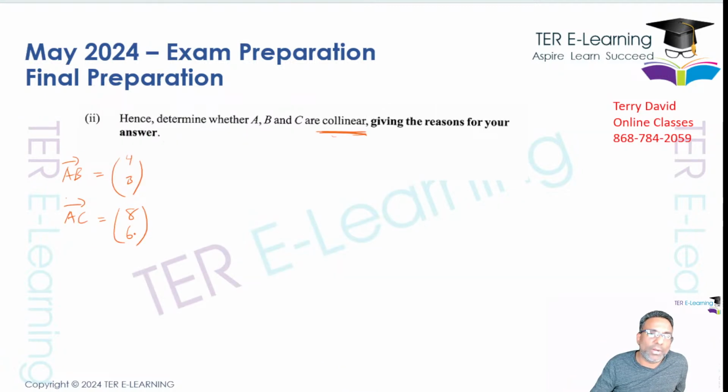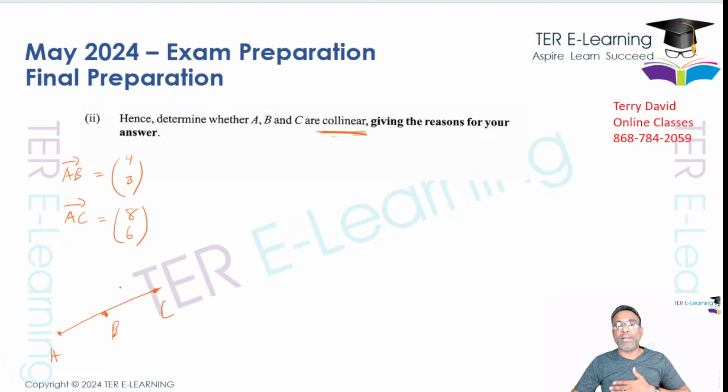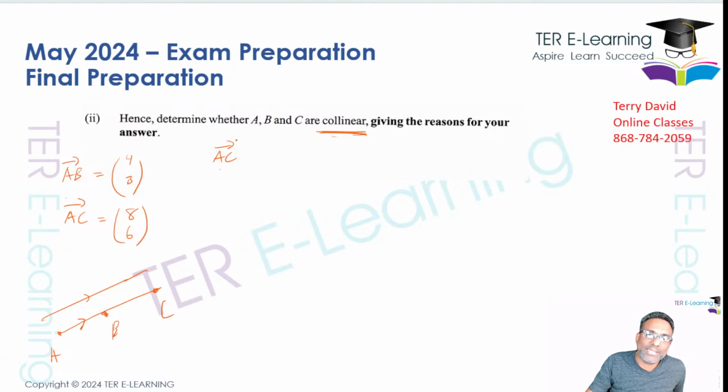So we want to determine whether A, B, and C are collinear. Let's say this is A, this is B, and this is C. What we're trying to do is to see if these 3 points are on the same straight line. That's something that CSEC likes to bring, and there are 2 things they're looking for in order for you to answer this question. We already have the vector AB and the vector AC, the full length. What I normally do is start with the longer vector, which in this case is AC. So AC has to be written as K times AB. Let's see if that's true.